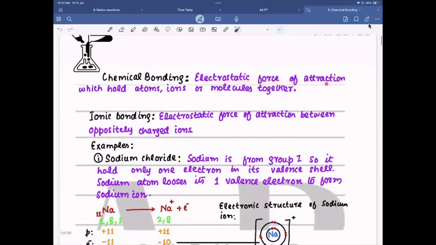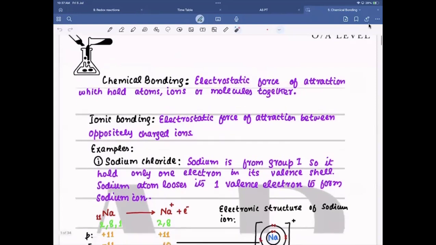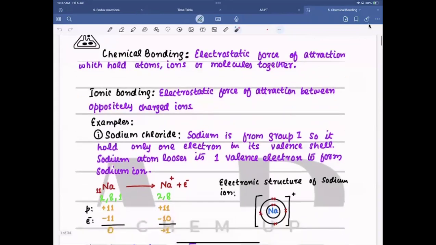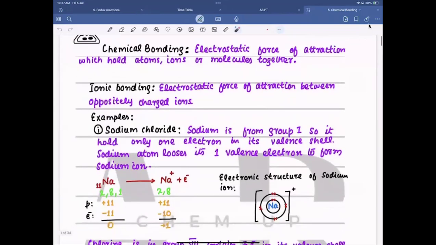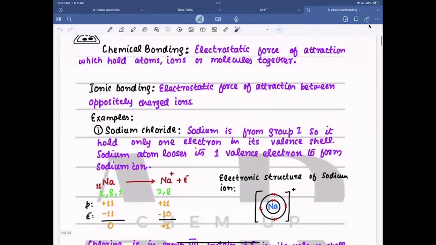When we say ionic bond, it is also an electrostatic force of attraction, but these electrostatic forces of attraction are between oppositely charged ions. So if there are ions and those ions are attracting each other, then that type of bonding is called an ionic bond. Did you understand this?